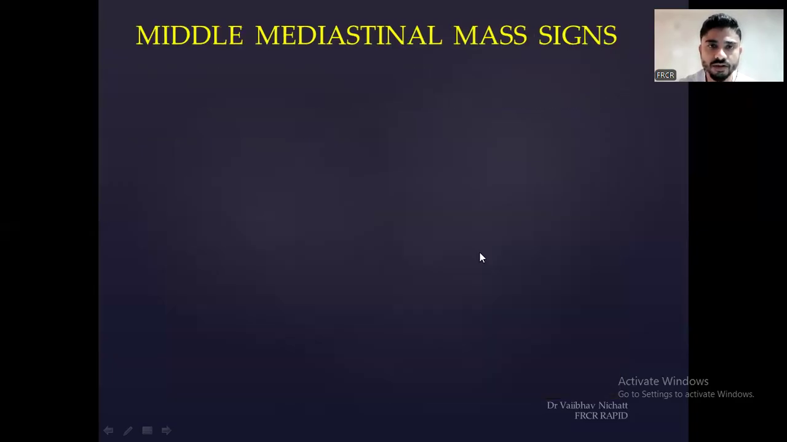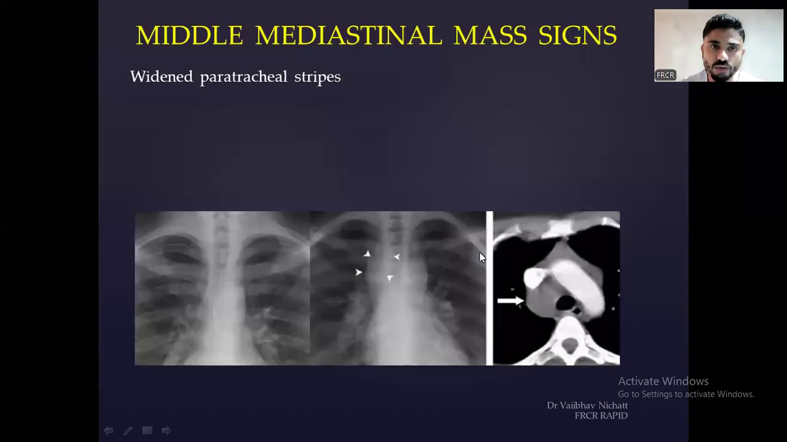Okay. Coming to middle mediastinal masses. There are some signs which will help you confirm that this particular mass is arising from the middle mediastinum and not from the anterior or posterior mediastinum. The first sign is widened paratracheal stripes. Predominantly the right paratracheal stripe is very well visualized as compared to the left paratracheal stripe.